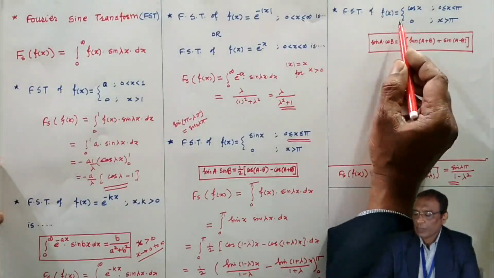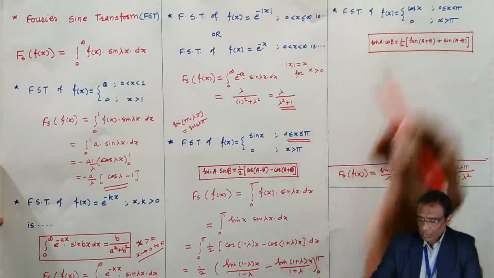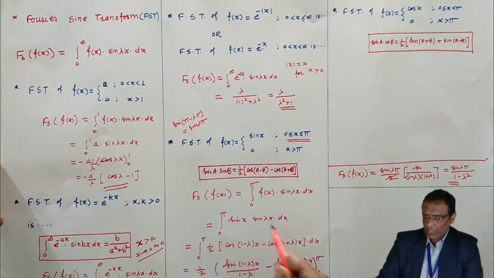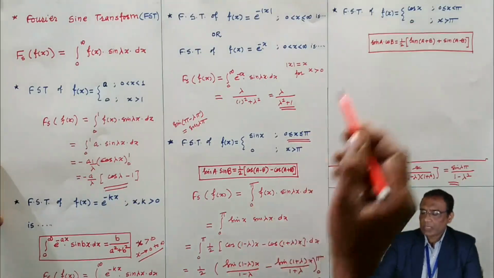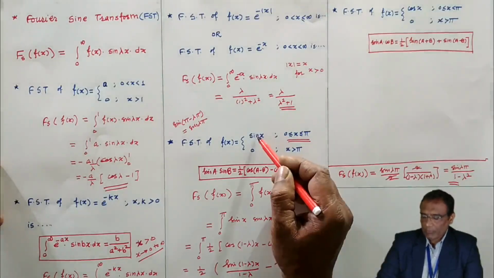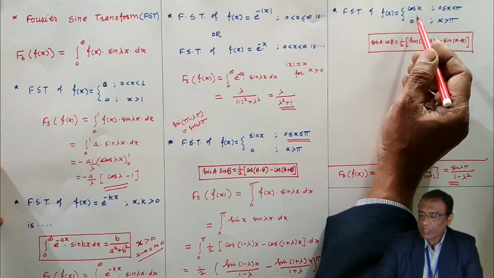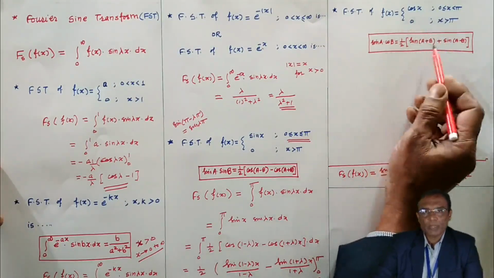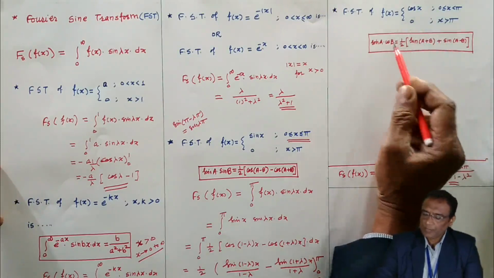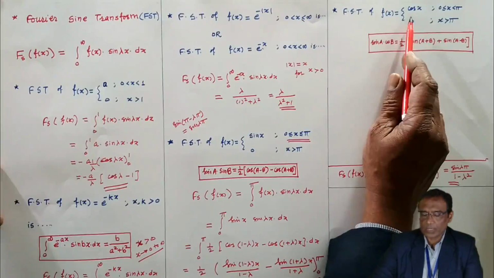Now similarly, find the Fourier sine transform of cos x here. Use this procedure and find the Fourier sine transform of f(x). The only difference is here we have sine and here we have cos. Then when we evaluate the integration, we use this formula. For 3-4 steps, you will get the Fourier sine transform of f(x).